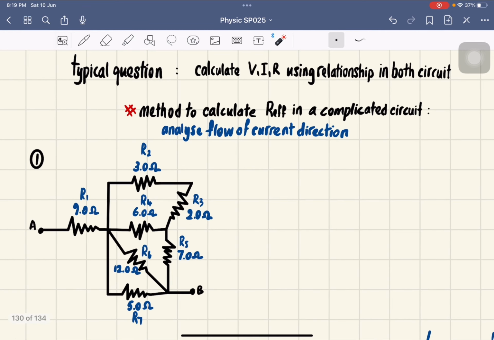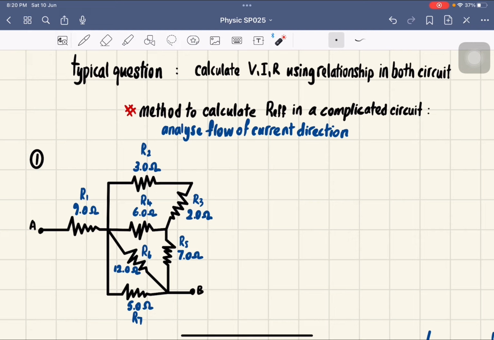So here is a complicated circuit. How are we going to find the R effective? First, analyze the flow of current directions. Let's say the current starts from A and flows until it reaches B. How will it flow? For sure it will pass the first resistor like this, then it meets a junction. So it is going to split to here, here, here, and here. So we analyze it step by step.